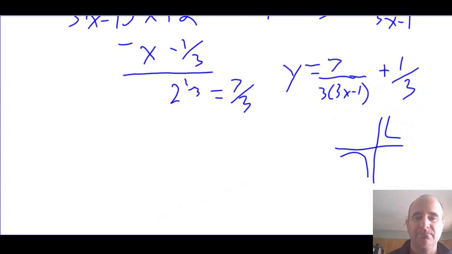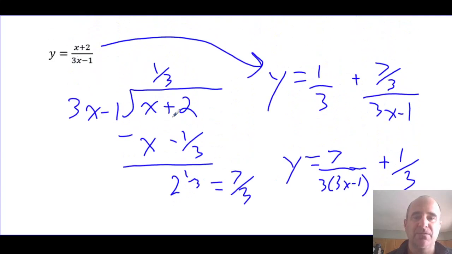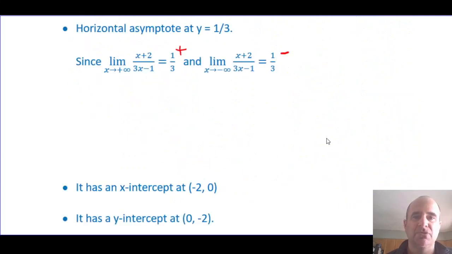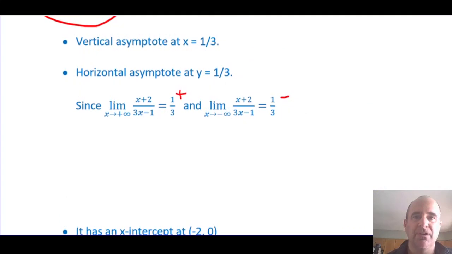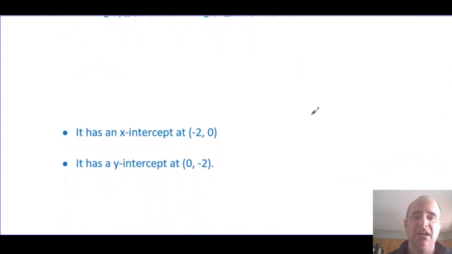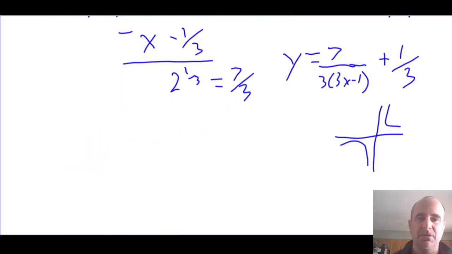So it's going to end up looking like that with our asymptotes in the correct spot. So what we might want to do is go back and look at the information we already figured out for this equation, which of course is right here. We know that it has the vertical asymptote at 1/3, horizontal asymptote at 1/3, and x and y intercepts both at -2. So I'm going to sketch this now, starting with our asymptotes.